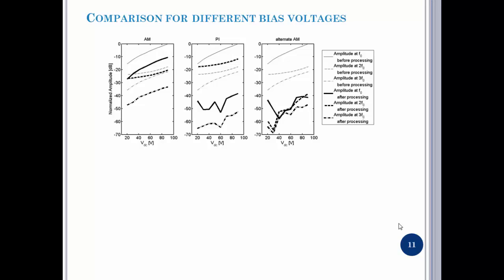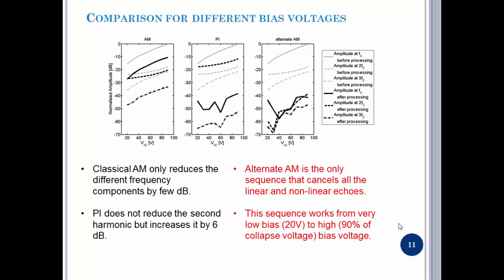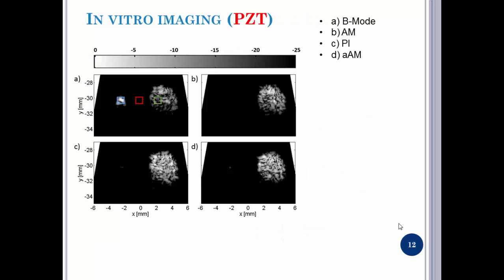So you have here the amplitude of the fundamental, second harmonic and third harmonic for different bias voltages, before compensation and after processing. You can see that the decrease of the amplitude for classical amplitude modulation doesn't work. For pulse inversion, there is always the second harmonic that is doubled, and for alternate amplitude modulation, for all the bias voltages, the amplitude decreases for all the components. So it works again until a high bias voltage, at 90% of the collapse voltage.